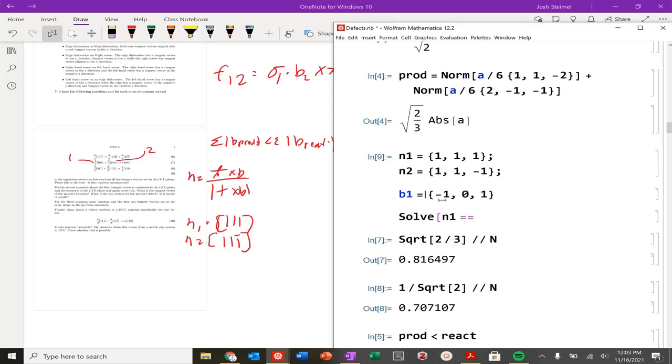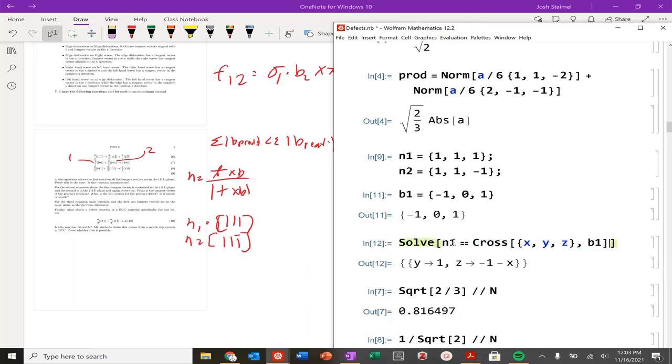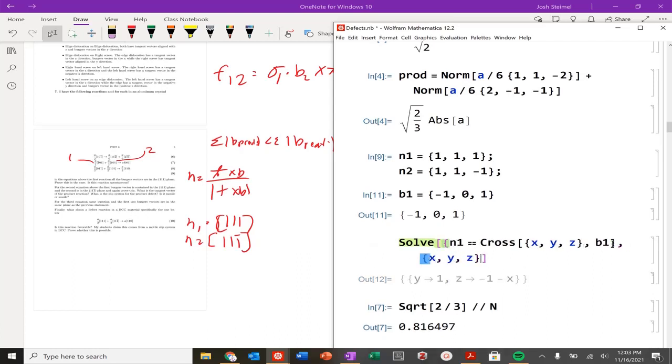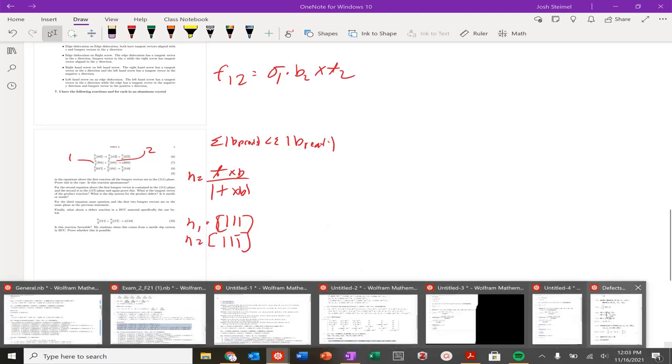I don't need the a over 2, I'm just looking at directions. So for example, it's equal to the cross of x, y, z with my B1, and then you can solve for that. You could also set the additional expression that x, y, z dot B1, by t cross b, needs to be 0 because that's 90 degrees for edge dislocations. So voila, you can find that tangent vector. This is all by definition. So my point is what we were searching for previously.